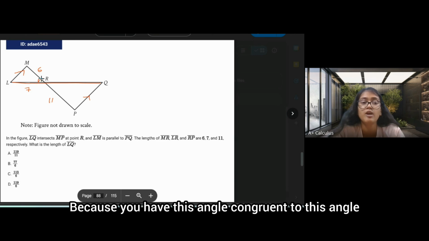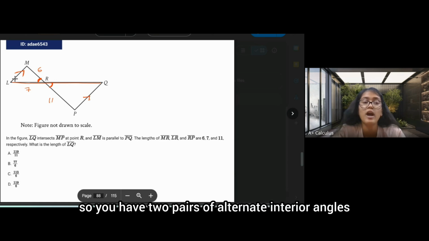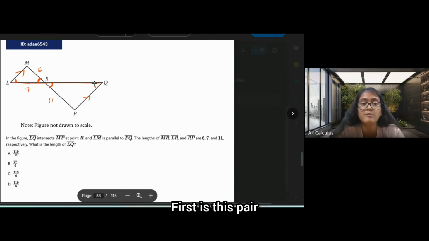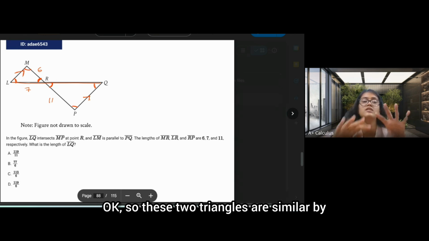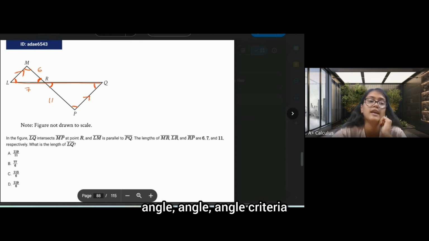Because you have this angle congruent to this angle because they're vertical angles. And since this line is parallel to this line, you have two pairs of alternate interior angles. First is this pair and second is this pair. So these two triangles are similar by angle criteria.